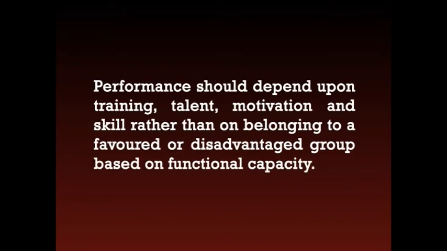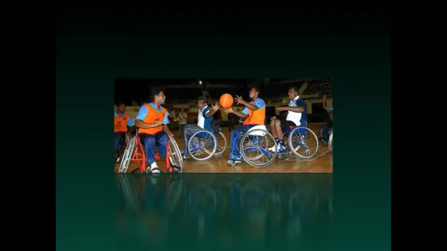The classification systems in sports for persons with disabilities are aimed to provide an equitable starting point based on functional ability, that is, performance should depend upon training, talent, motivation, and skill rather than on belonging to a favored or disadvantaged group based on functional capacity. By means of the classification systems, both able-bodied and relatively severely impaired participants can be included and enjoy participation, for example, in reverse integrated wheelchair basketball. Thus, the continuous establishment of classification systems in sports would increase the likelihood of equal status participation. Conforming to the UN Convention on the Rights of Persons with Disabilities, this is Article 30 of the United Nations Convention on the Rights of Persons with Disabilities.